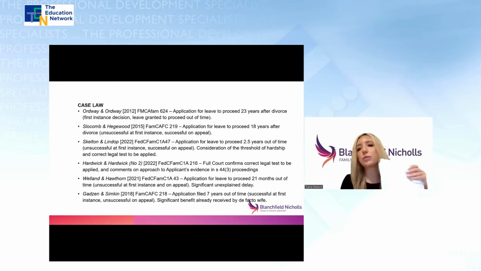Now, the first one that we will go through is the case of Ordway and Ordway, which was an application where leave to proceed out of time was granted 23 years after the divorce was granted. So in this case, the wife sought an order under section 44.3 for leave to file property proceedings out of time 23 years after the divorce.